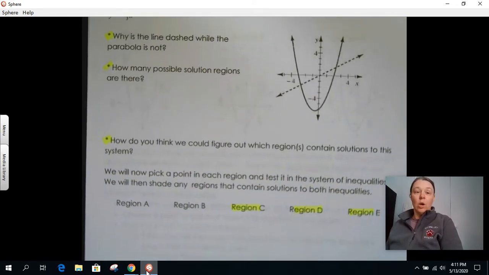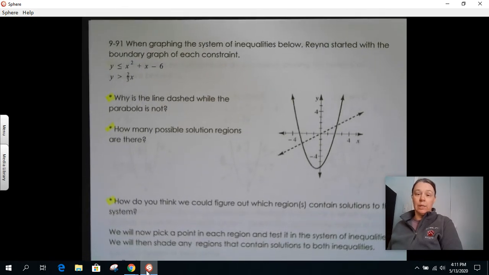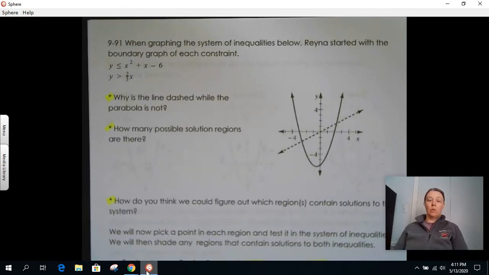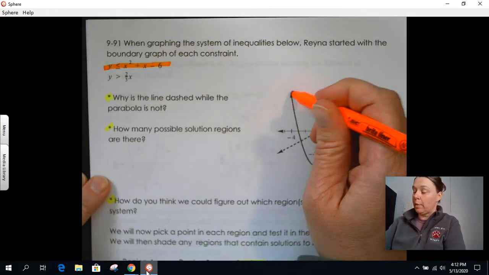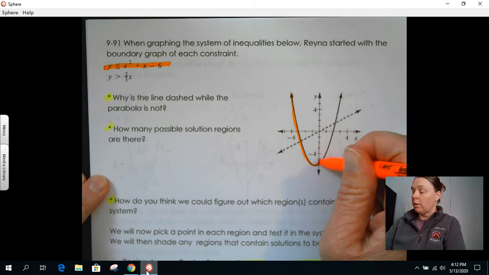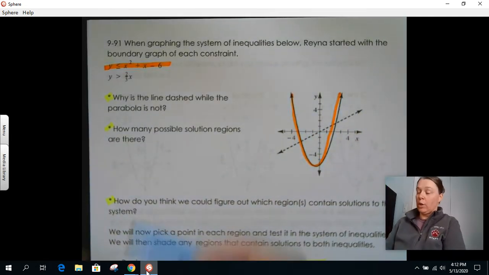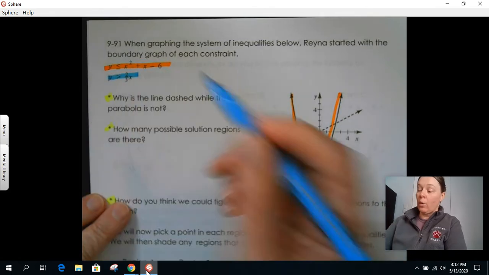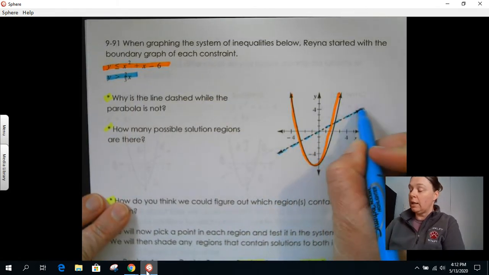So now, when graphing this system of inequalities below, Raina started with the boundary graph of each constraint. Okay, so here's my first inequality, that's this parabola here. And then this inequality, y is greater than 2/3 x, that's this dashed line here.